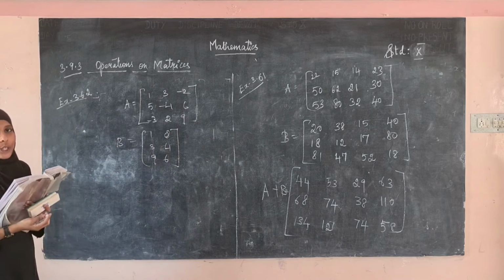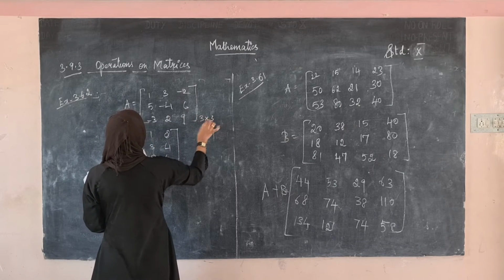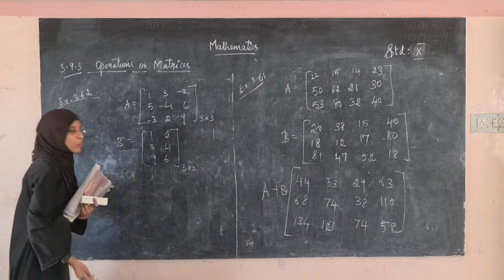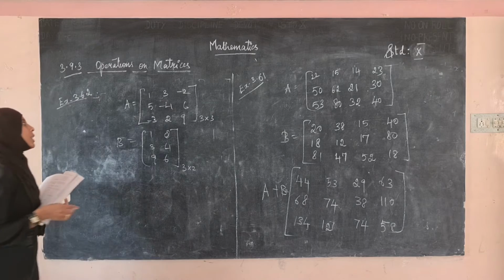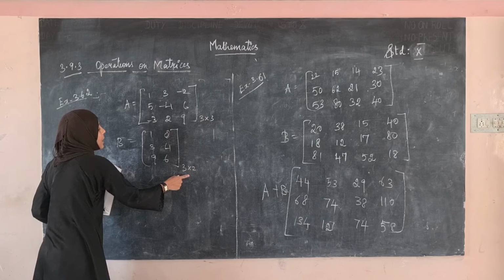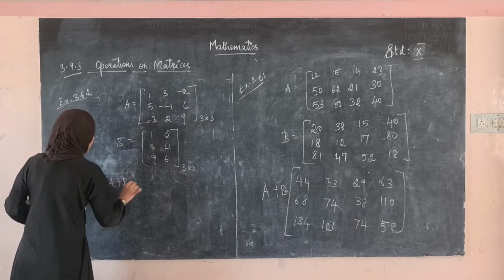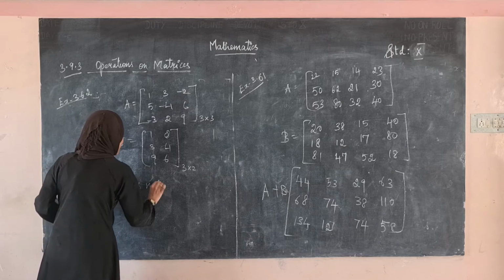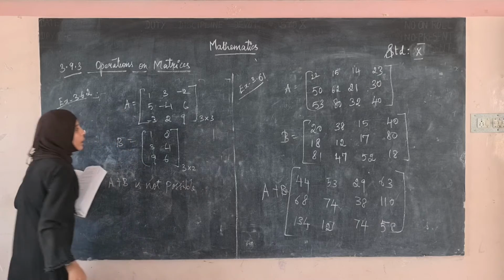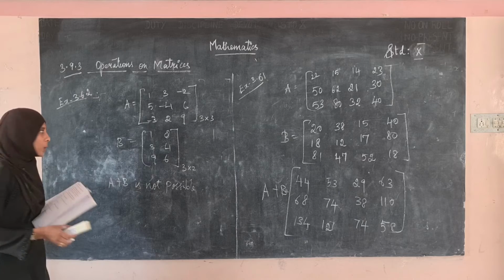First, we have to check whether it is possible. See here, what's the order of this matrix? 3 cross 2. What's the order of this matrix? 3 cross 2. Is this possible? For addition and subtraction, both the matrices' order should be the same. Here it is 3 cross 3 and here it is 3 cross 2. Therefore, A plus B is not possible. You have to tell the reason: because the order of both the matrices is not the same. Therefore, A plus B is not possible.